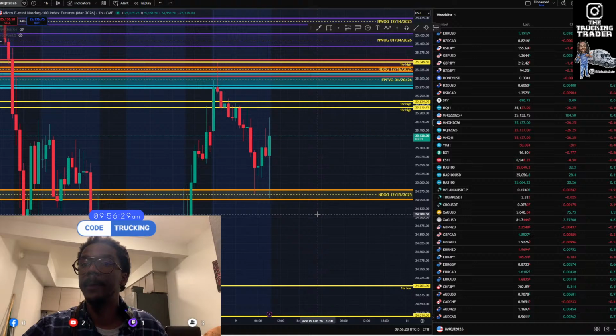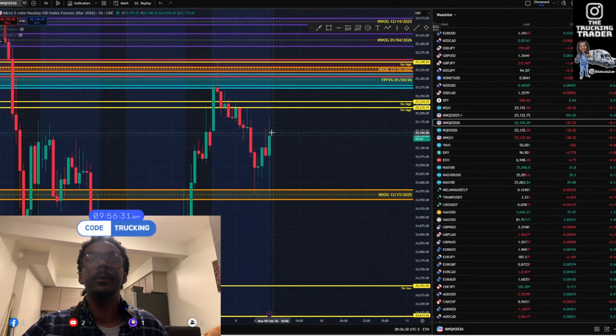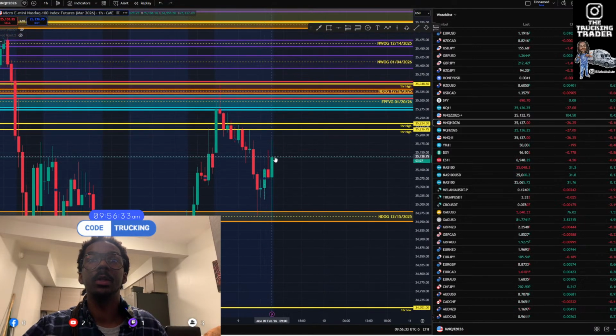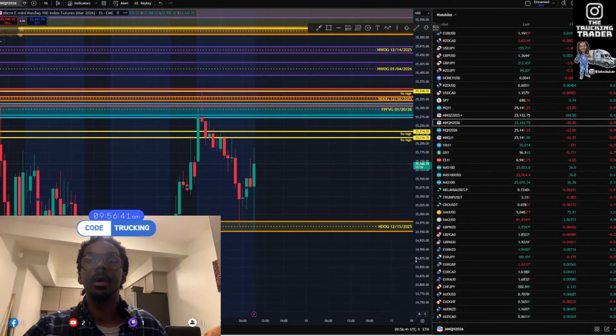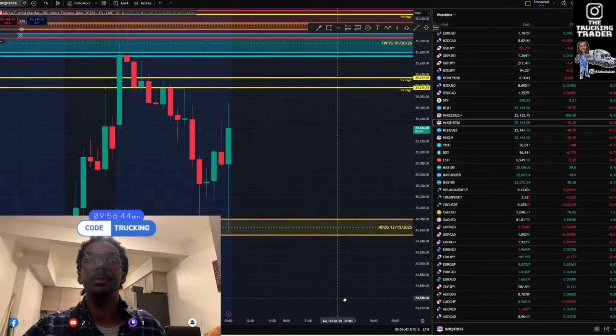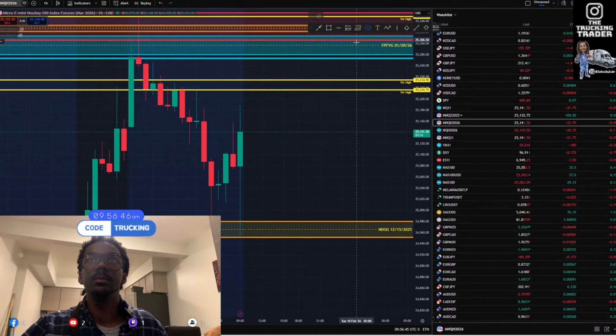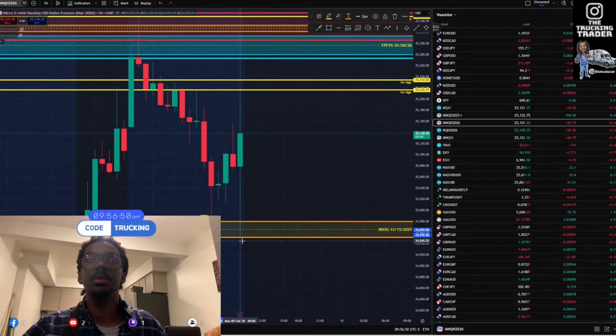So we got about 3.5 minutes until this 1 hour candle closes, right? So obviously the market already swept right here. So it's looking like it's going to close above here.